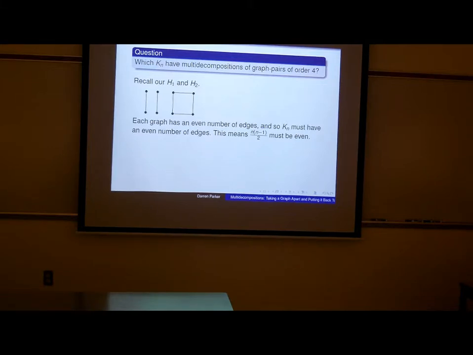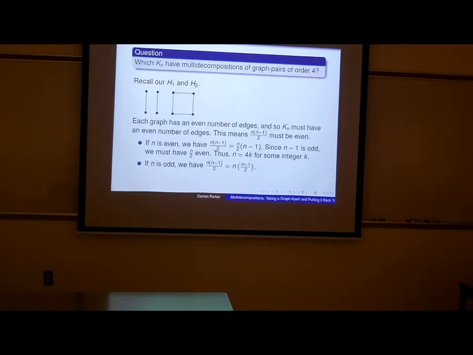Okay, so when is that going to happen? Well, if n is even, we can write the number of edges as n over 2 times n minus 1. n being even means n minus 1 is going to be odd, which means that n over 2 has to be even, but that means that n has to be a multiple of 4.